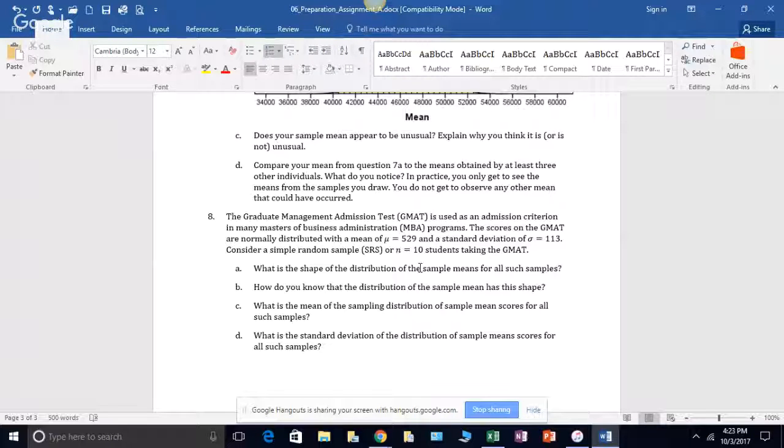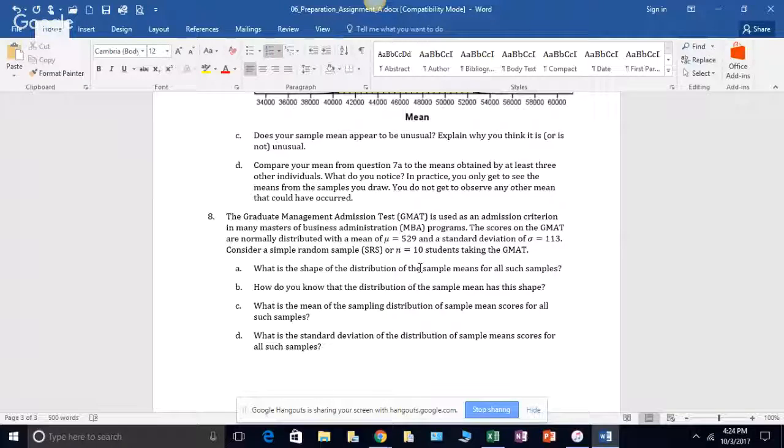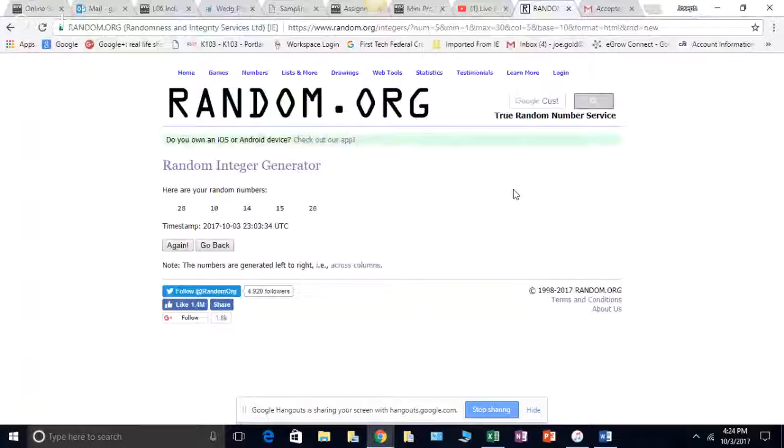So going with 8C, just skipping to that, it's 529 because it's the population, and then the standard deviation. Easy. Yeah, I like that one. And then how you do it is 113 over the square root of 10, and that's how you get your standard deviation for the sample mean. So that being said, I think it's clear, about as clear as mud, but I think we're ready to go on.